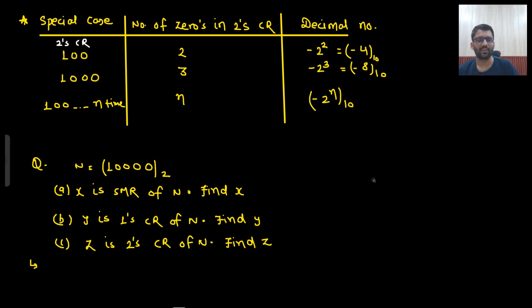Let's see the next question. In the next question, what is there? This number n is there. X is the signed magnitude representation of n. You need to find the value of x. It is signed magnitude representation.